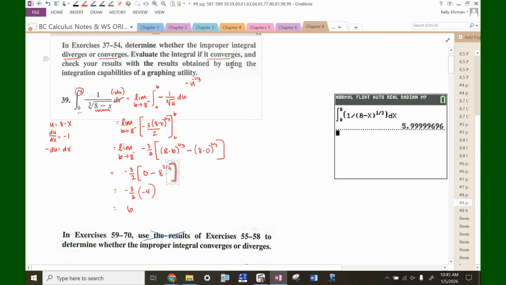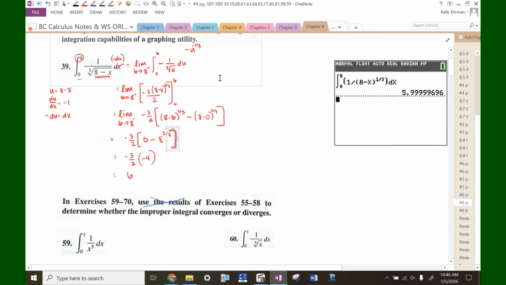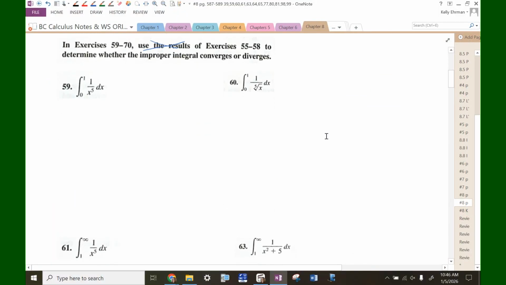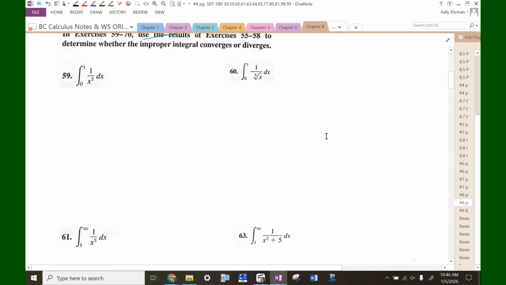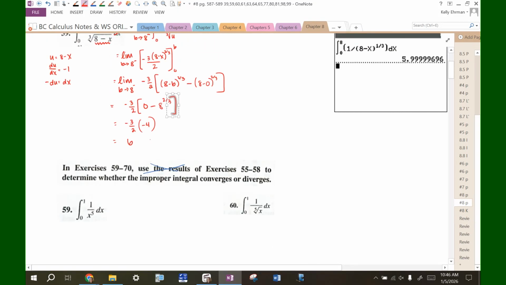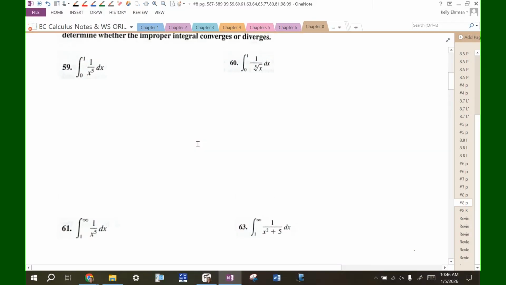All right, next one. So now I'm not going to use the graphing calculator. The directions don't say that I have to do that. So, all right, in this section, determine whether the improper integral converges or diverges. I just realized I didn't answer that. Because I got a numerical answer, this integral converges, and it converges to 6.